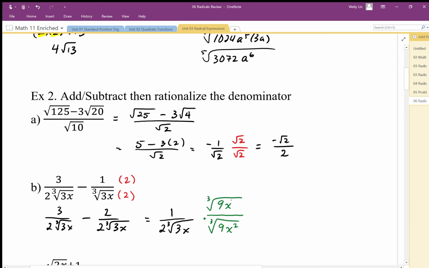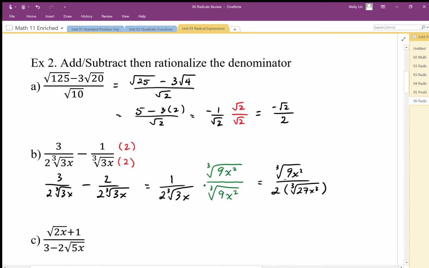Okay, that's a very important concept, making sure we're keeping these fractions balanced. And we end up with the cube root of 9x squared over the rational number of 2 times, this is going to end up being the cube root of 27x cubed. Okay, and then we can simplify that. This becomes 2 times 3x when we cube root 27x cubed.